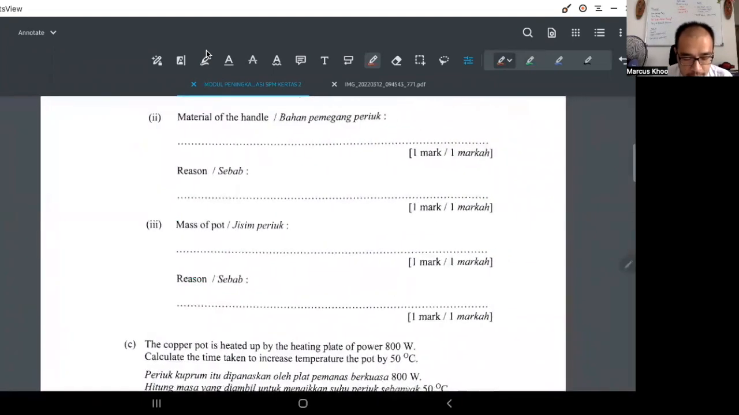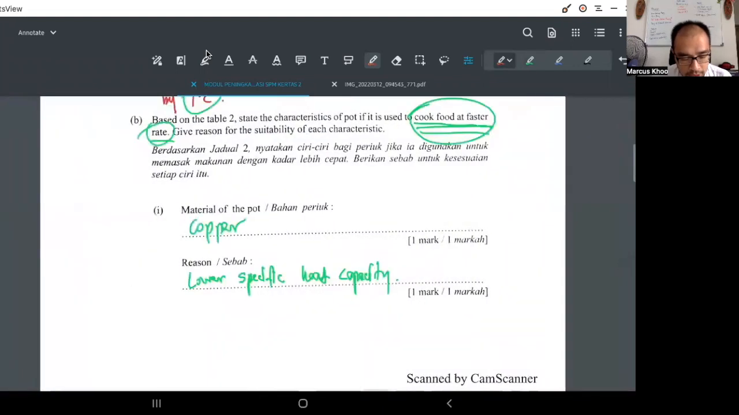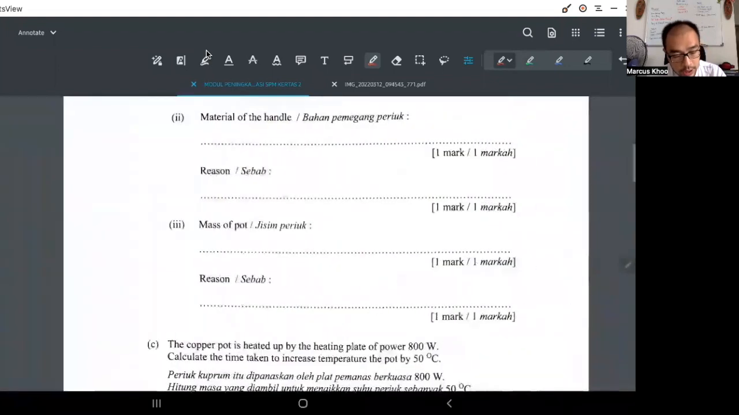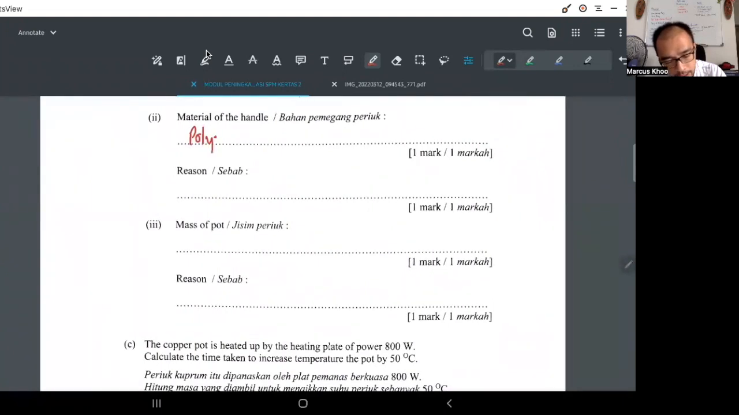Okay. So the material of the handle, okay, so we want to use the material of the handle, either a clay handle or polymer handle. Obviously, we want the polymer handle. Okay, so we want a polymer handle. And why do we want a polymer handle? So that, you know, the specific heat capacity is lower, or it is a good heat insulator.